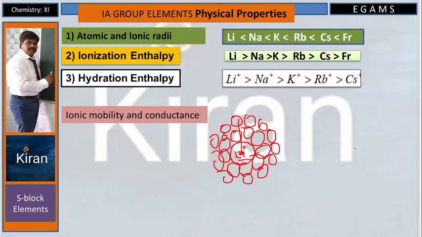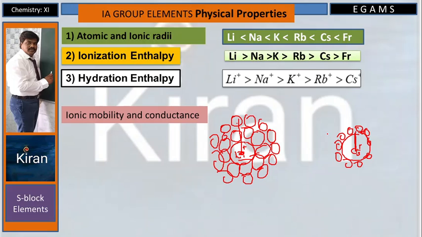In case of cesium, the cesium ion is this much size. Because of bigger size, this cation attracts a smaller number of water molecules. With fewer water molecules, its hydrated radius is less. So because of smaller size, it will move fast. Hence the mobility is high in cesium.